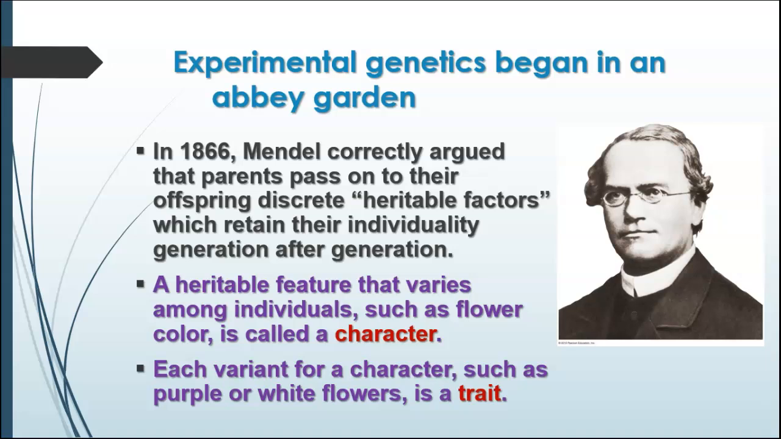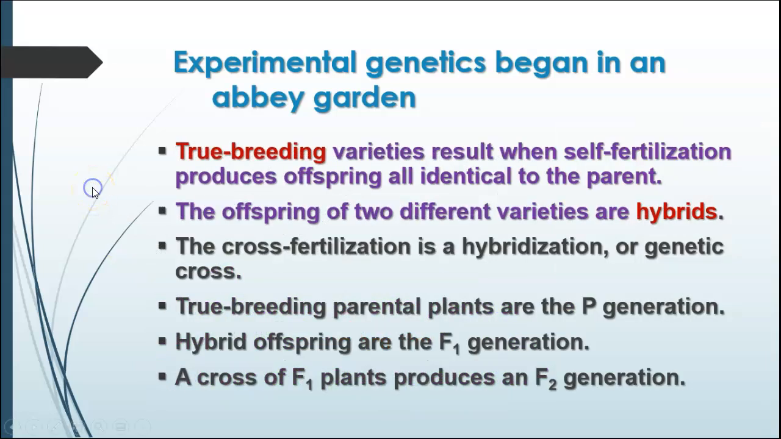Anyway, he argued that parental organisms pass on to their offspring these heritable factors. He didn't really know what they were, but they were things that retained their traits from one generation to the next. We now call a heritable feature that varies among individuals, like flower color, which is one of the first ones we'll talk about, a character. The different variants, the different expressions of those characters, are called traits. We'll talk about various terms for those as we go through the unit.